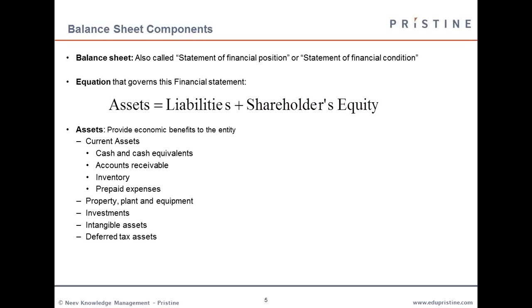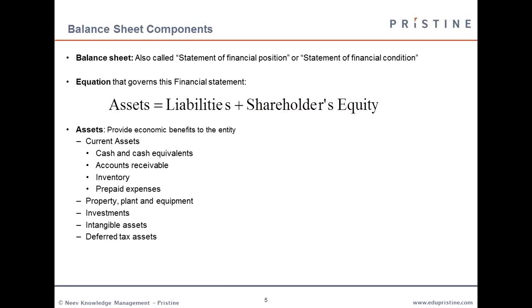The equation that governs this financial statement is this one. It's pretty simple. Assets are the ones which give economic benefits to the company. Liabilities are something which the company owes to others, and shareholders' equity is the difference between them, the residual thing which is for the owners and the stockholders and the shareholders. So let's start understanding each of the components. The first component is the assets. Assets are the ones, as I earlier explained, they give economic benefits to the entity.